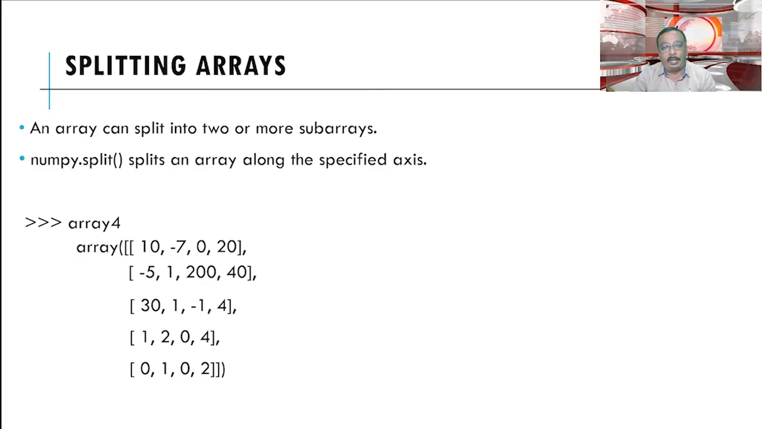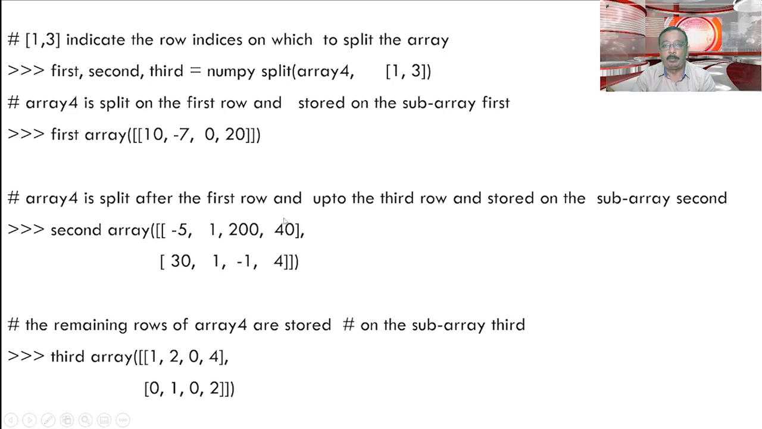Coming to splitting arrays, an array can be split into two or more subarrays. The numpy.split function splits an array along the specified axis. We will see an example. Array 4 we are going to consider contains 5 rows and 4 columns. We're going to have 1, 2, 3, 4, 5 rows, each row containing 4 columns. So this array we are going to split into a number of possible partitions.